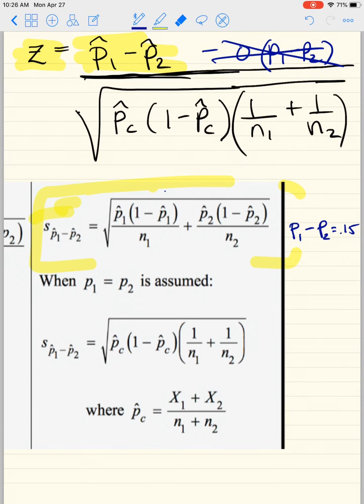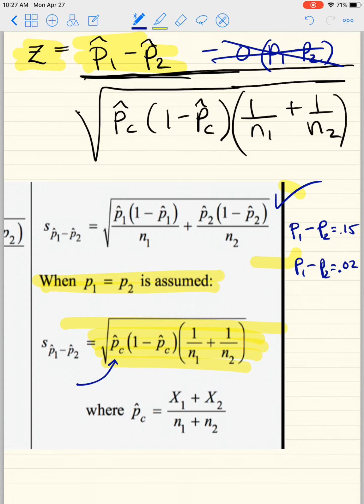If we say that we think the difference in the proportions of people who survive using an injection treatment as opposed to a pill is 0.02, then we use this. But because in most cases we assume P1 equals P2, your denominator has to be this guy here. Okay, so what is this guy here? Well, this is P hat of C.